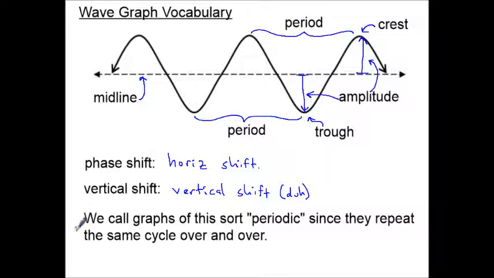We call graphs of this sort periodic since they repeat the same cycle over and over again. We've got a period to it, so it's a periodic graph, because it repeats itself over and over to infinity. So there's a whole bunch of vocab. I know that was a lot all at once, but there it is.